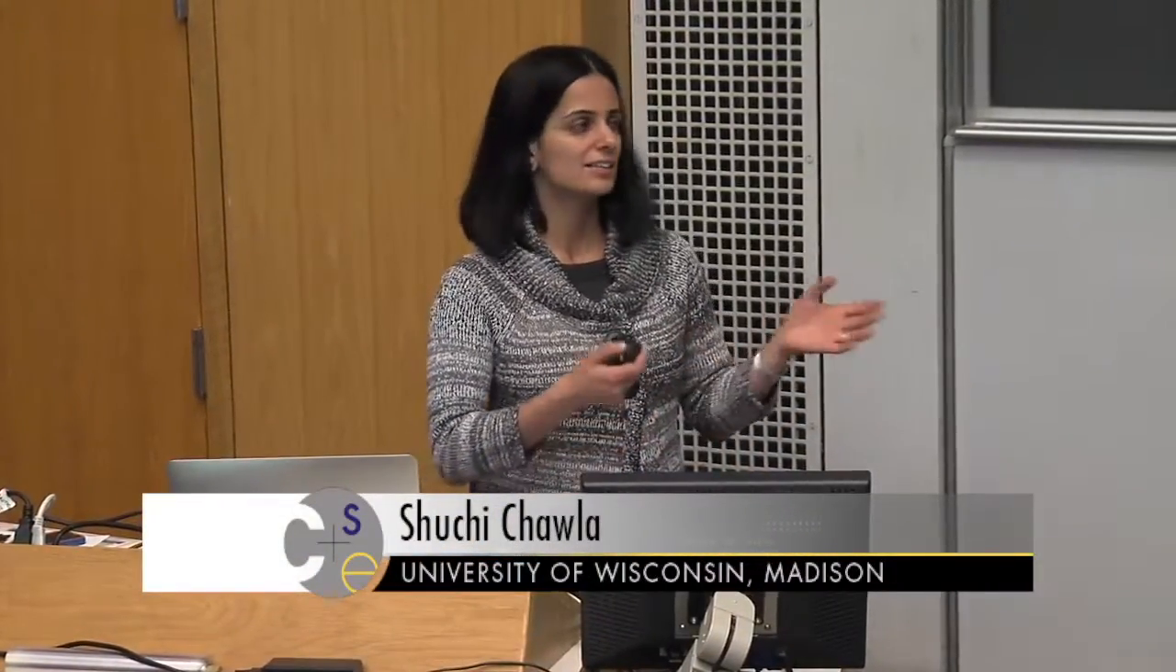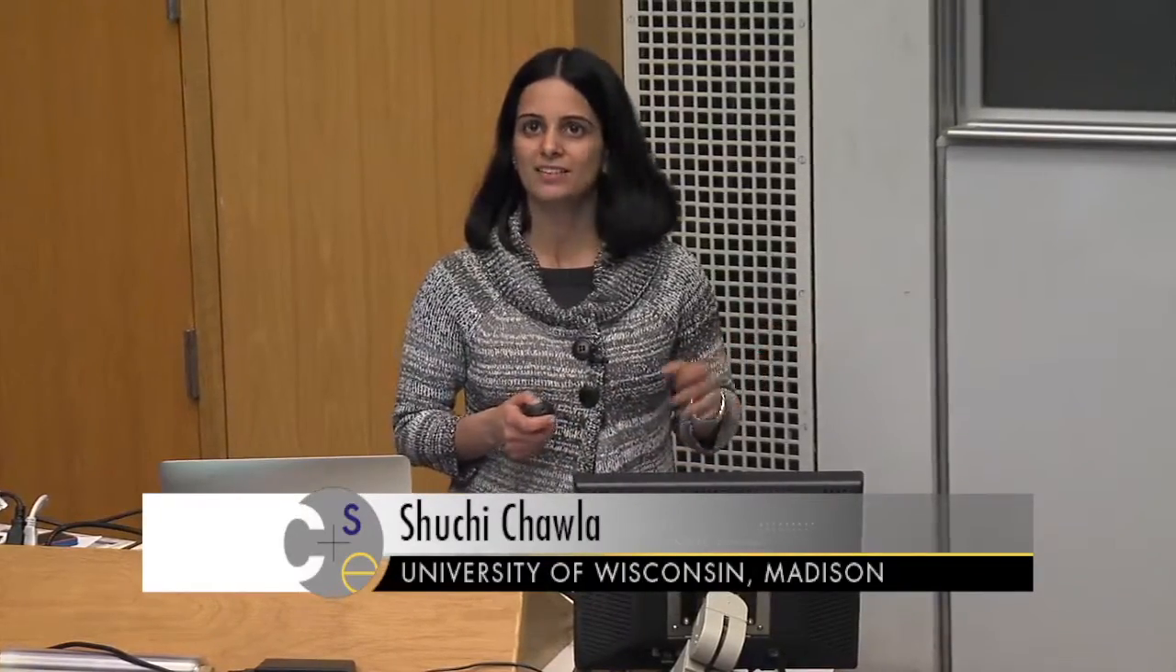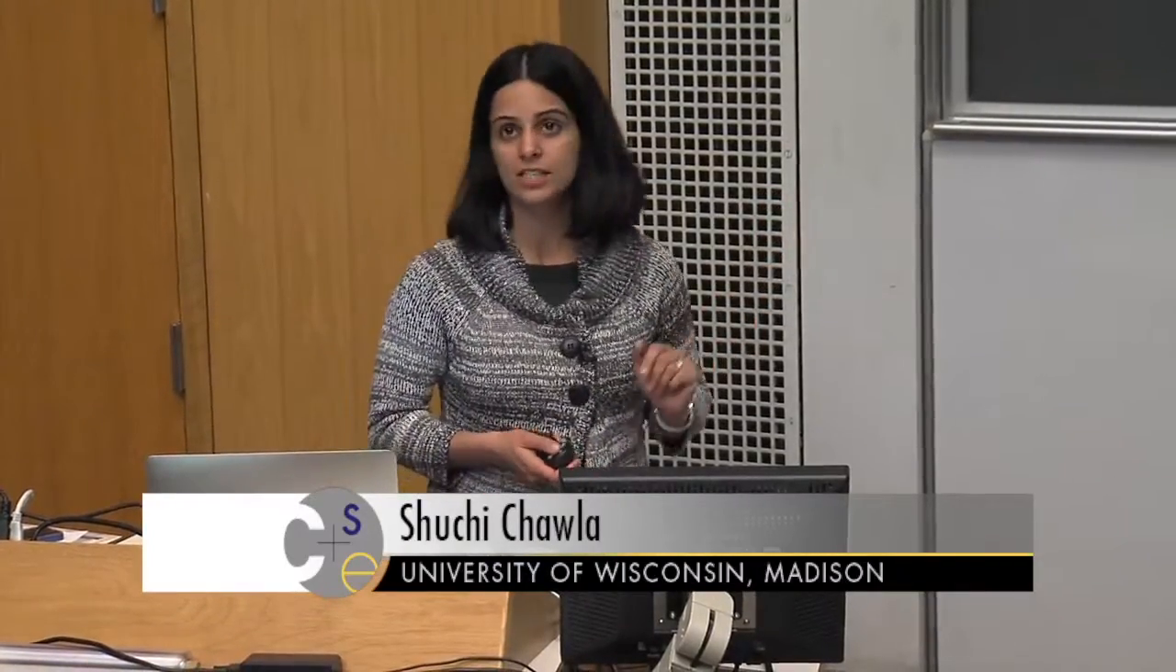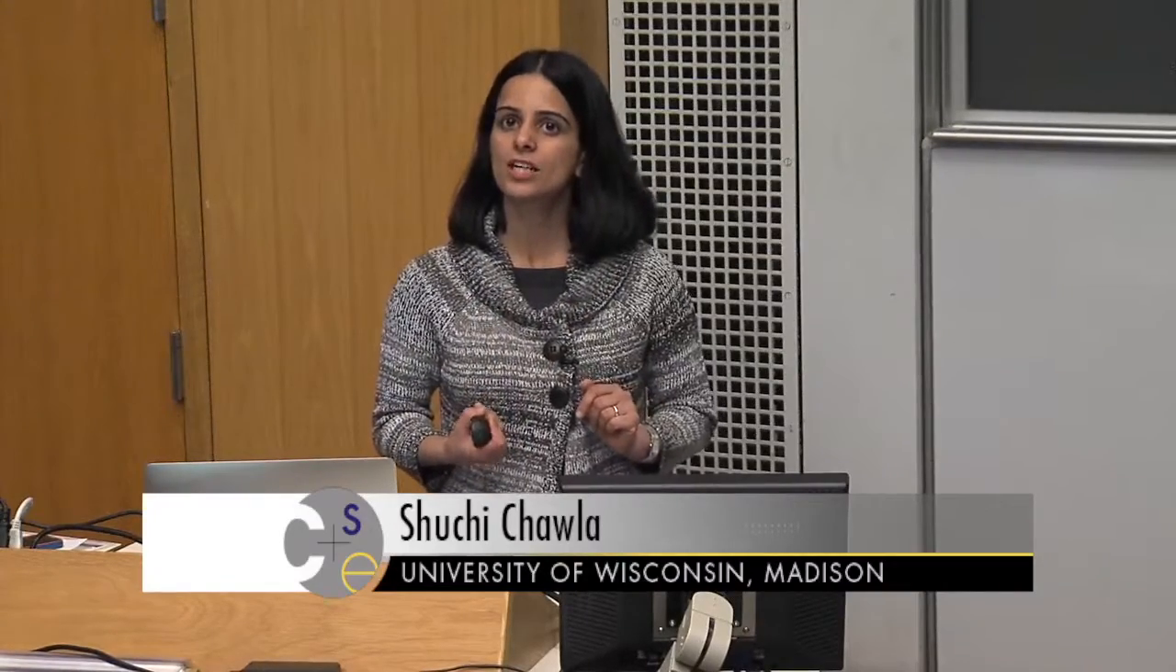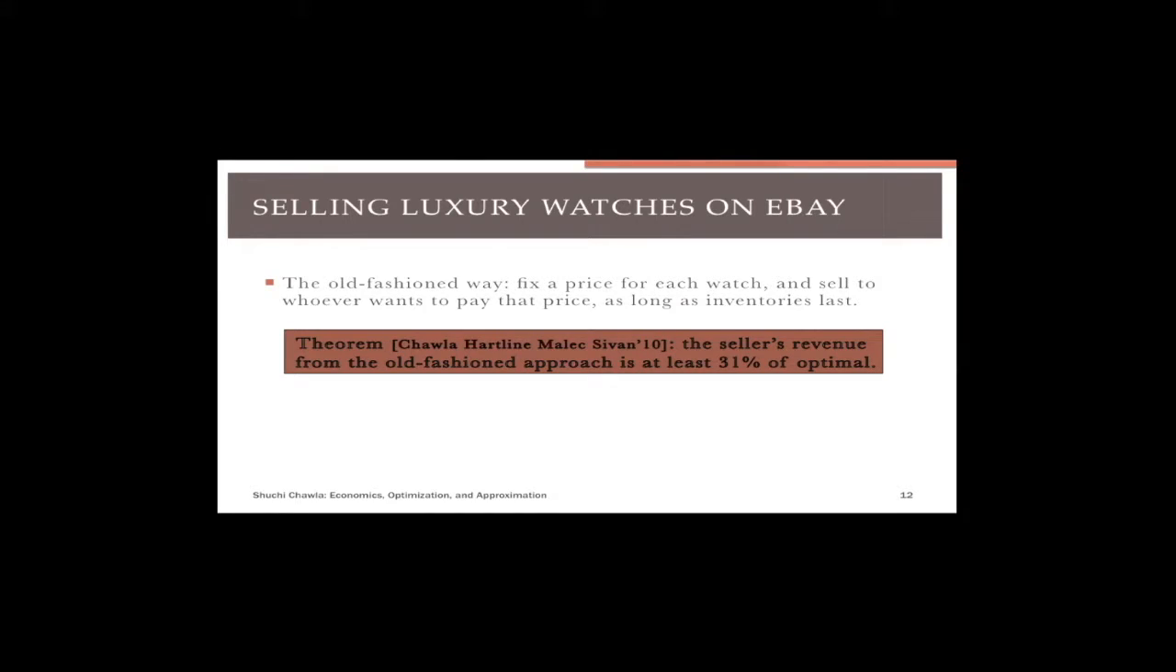Okay? And the factor that we achieve is 31%, and I'll say a little more about that specific factor a little bit later. But what I'm going to do is show you a proof of a slightly weaker statement. I'm going to show you that this old-fashioned approach can get an eighth of the optimal revenue. Okay? And the proof is simple enough that I'm going to be able to describe it entirely within this talk.